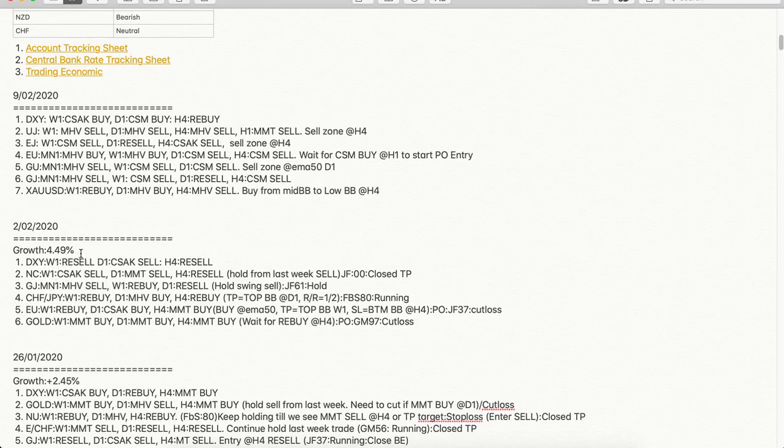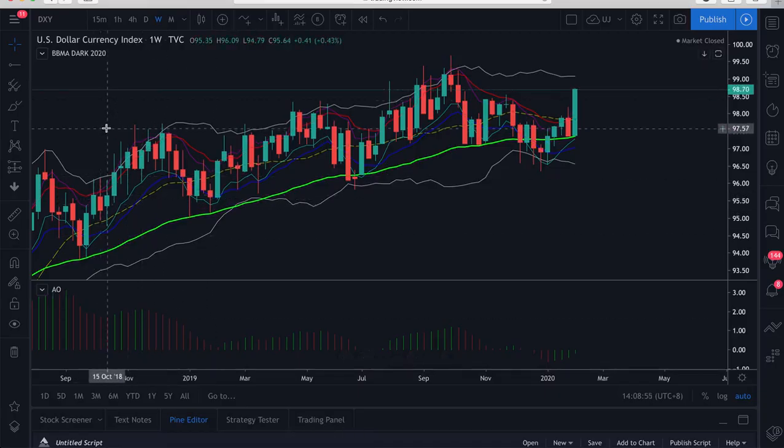Okay, let's go for this week review. We start with DXY for USD currency index to see the direction of USD. Last week we see that USD is moving up and making an MHV. So this week probably we will see more downward movement if this candle does not break above the top BB.